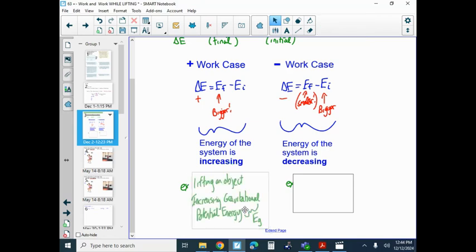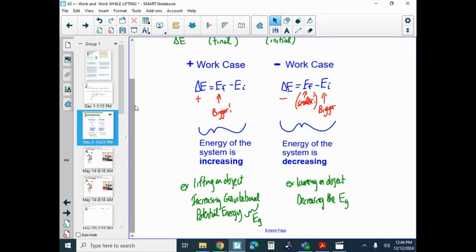So if you are lifting an object, obviously you're increasing the gravitational potential energy, and we'll see that in action in the lesson. And if you're lowering an object, you're decreasing the gravitational potential energy. I'll stick with that one. We'll do the kinetic energy version later on. It involves acceleration, which we already know a ton about. So it's all coming together.